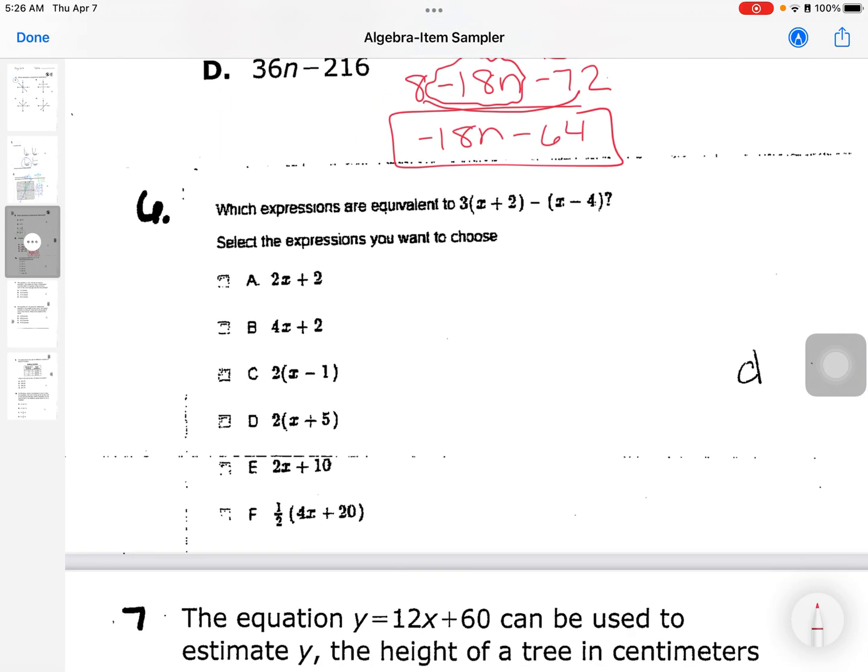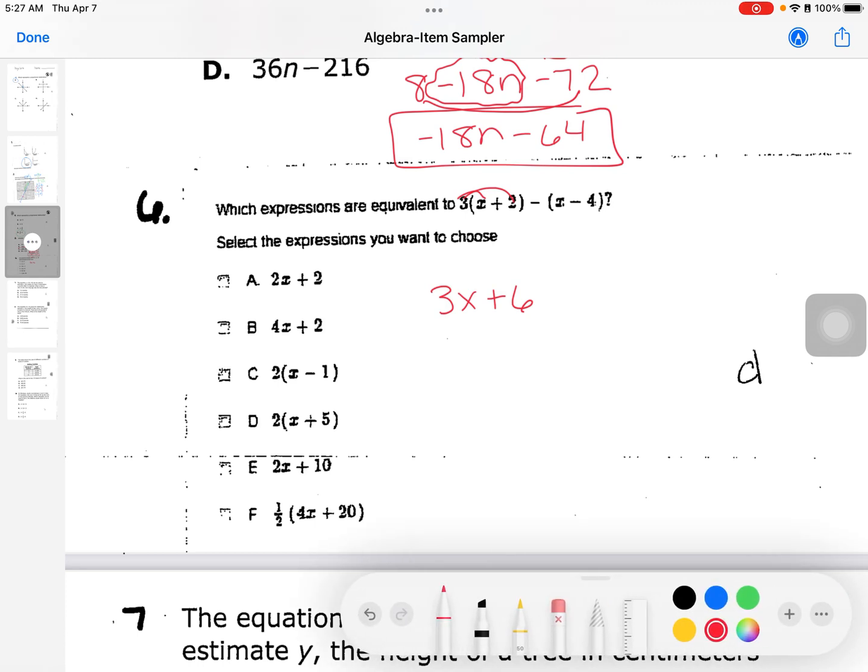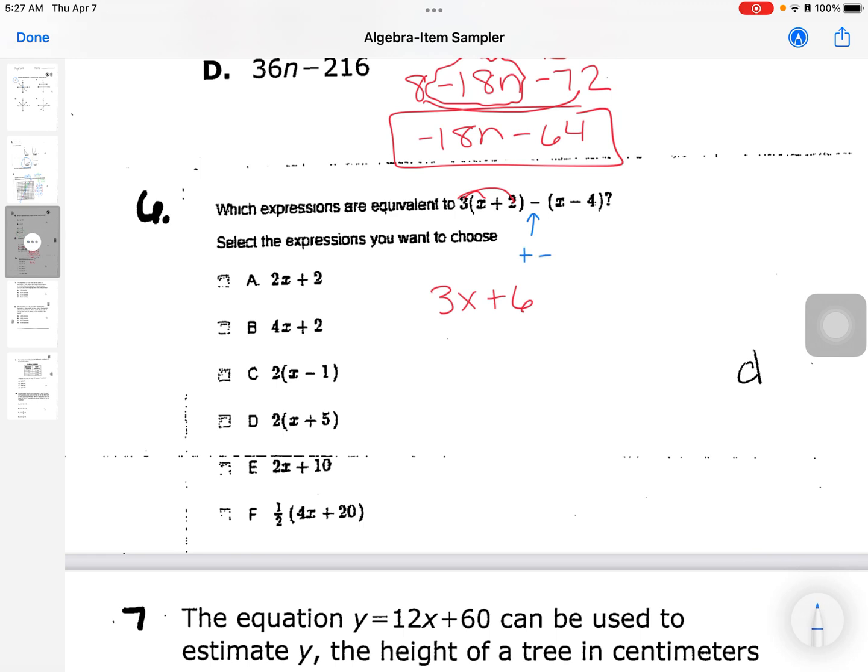Number 6 was a similar type of problem. They are distributing two numbers. What would you get if you distributed the 3 to begin with? If you distributed the 3, you would get 3x plus 6. And now what are we distributing in the next one? Remember up above how I talked about subtracting is the same as adding a negative. So really what we're distributing here is a negative 1 that's in front of the parentheses. So a negative 1 times x would be a negative x, and a negative times a negative would be a positive 4.